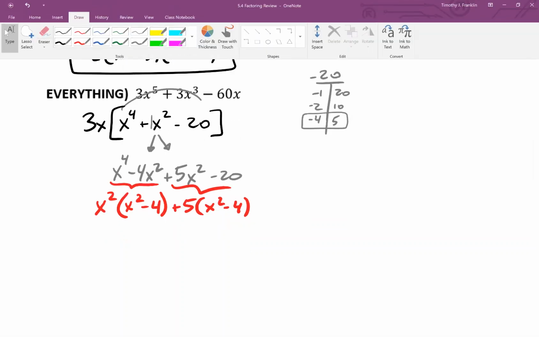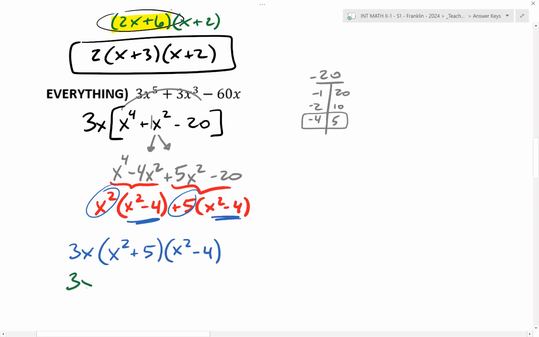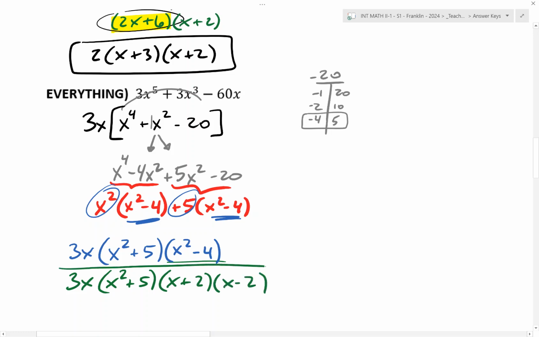So let's write the answer we have so far. The 3x from the beginning, that's our GCF, times this x squared plus 5. I'll do that one first, because the second one I can see is a difference of squares, so I want to leave that one for the end just to make it easier to keep factoring. So I can split that last one up. So for my final answer, 3x times x squared plus 5, and then this is a difference of squares, so that's x plus 2 and x minus 2, right? Just take the square root of each term in that factor with plus and minus.